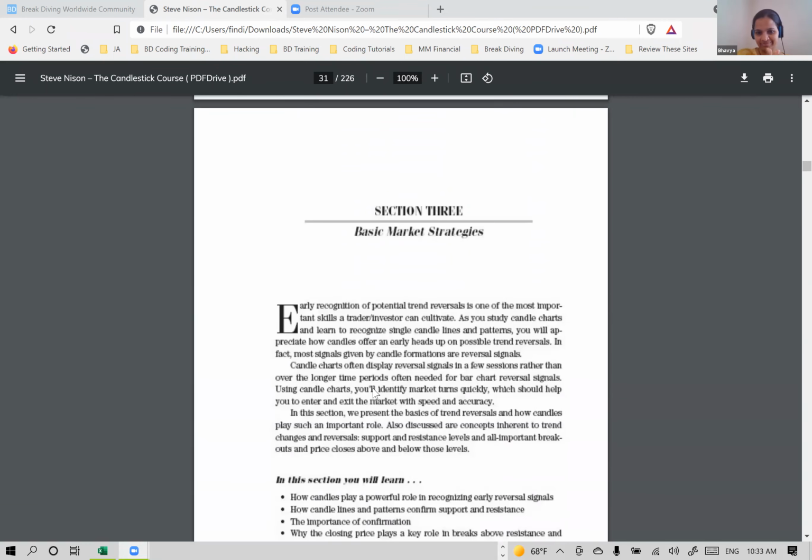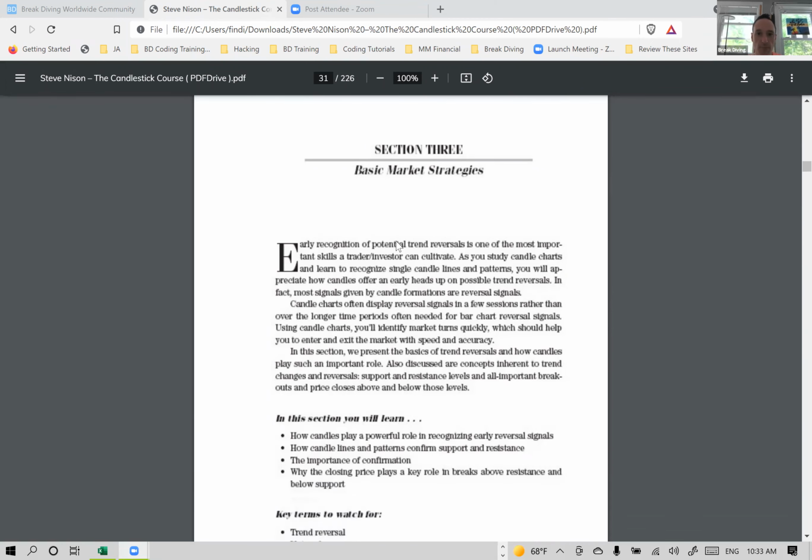All right, so I didn't read this one yet, so we'll read this one together and then do the quiz. Basic market strategies.